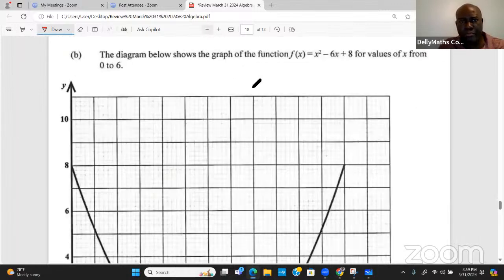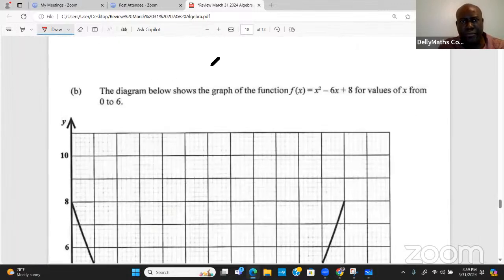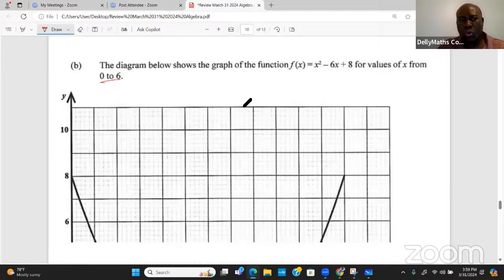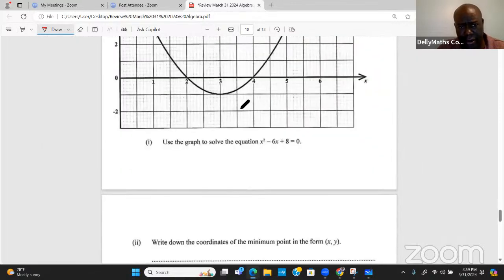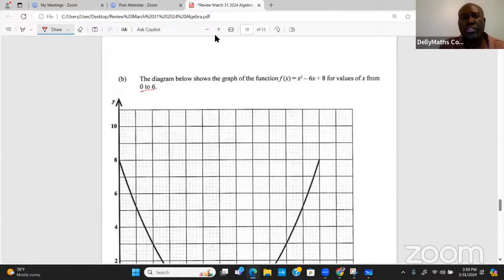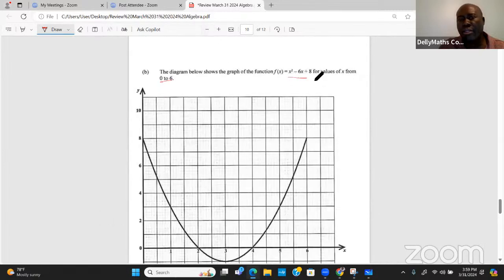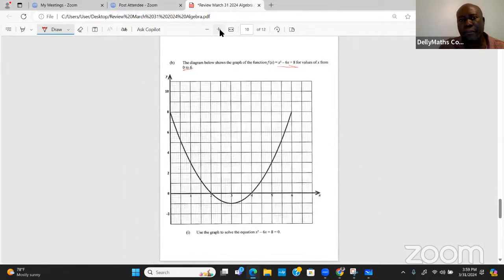All right, so let's take a look at this question. This question says, the diagram below shows the graph of a function f of x is equal to x squared minus 6x plus 8 for values of x from 0 to 6. Now, let's see what they want us to do. First question says, use a graph to solve the equation x squared minus 6x plus 8 equals 0. So they want you to solve where all of this function is equal to 0, right?